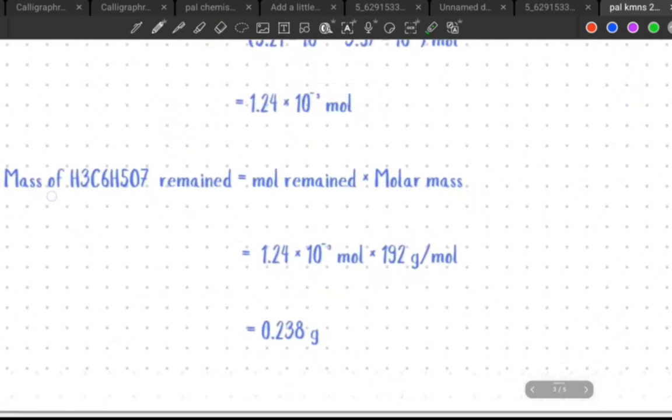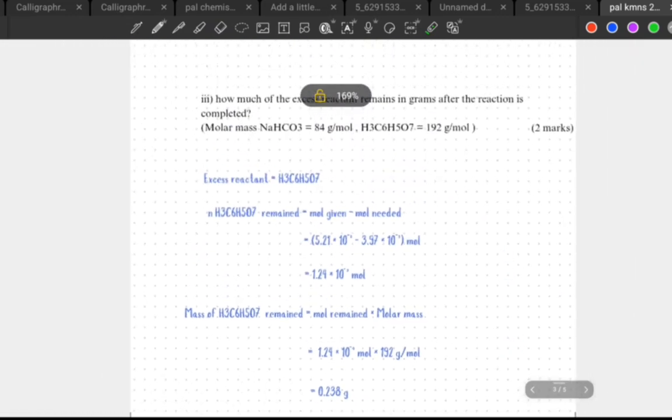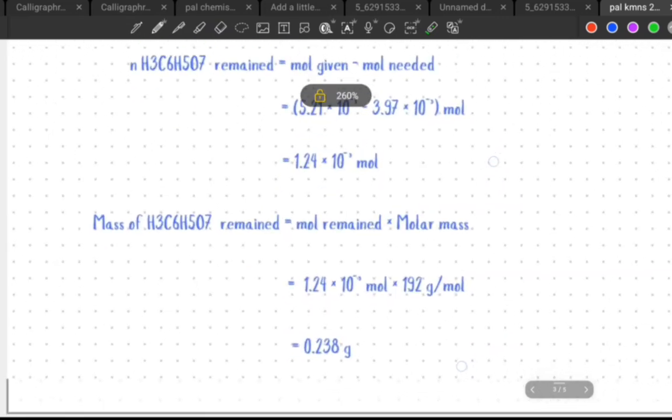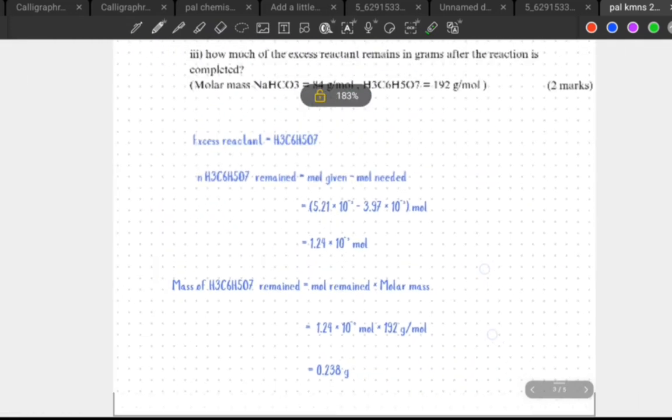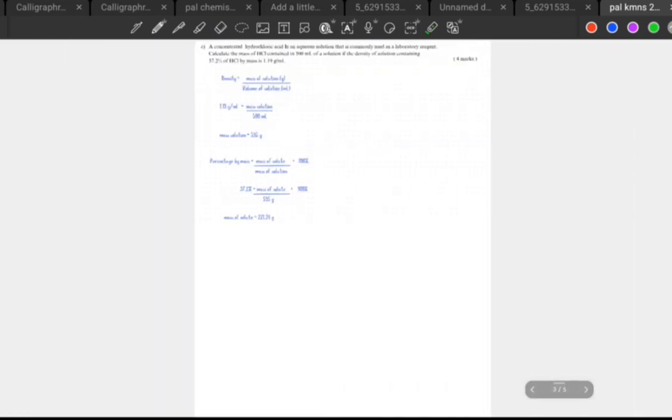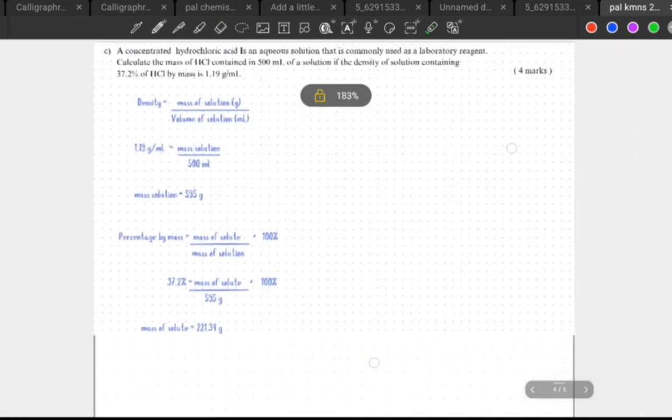The formula for mass is mole times molar mass. The molar mass is given in the question here, so just substitute 192. You will get the final answer, 1 mark or so. Next, question C.